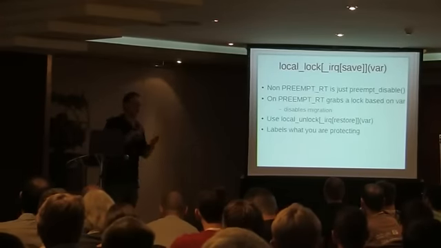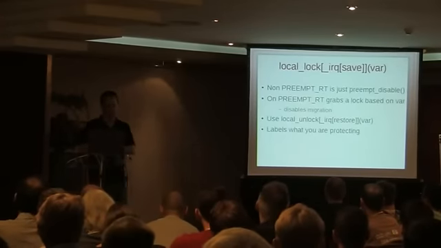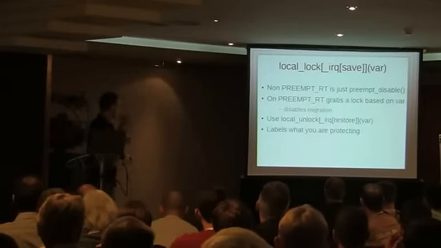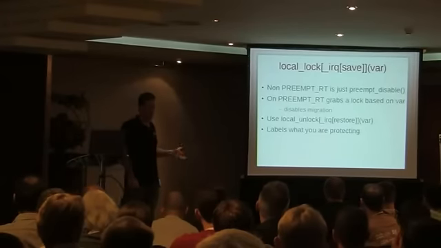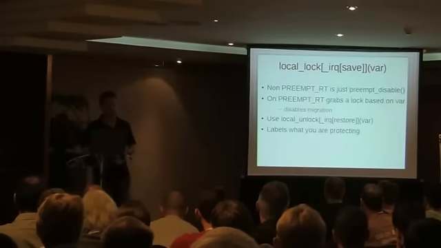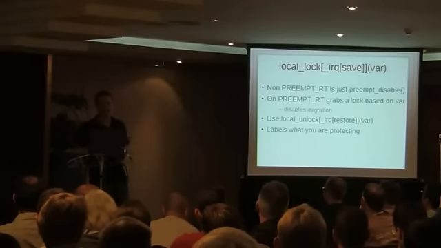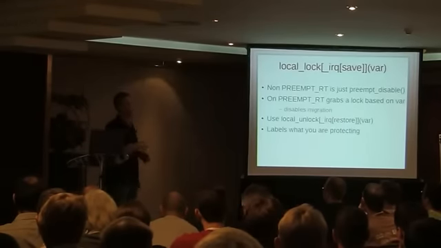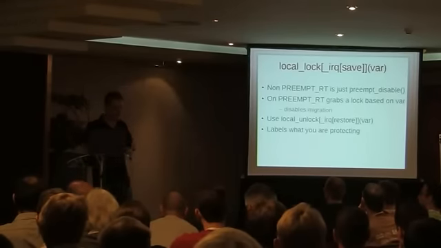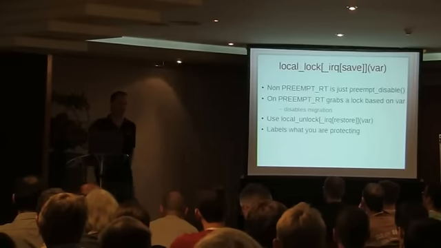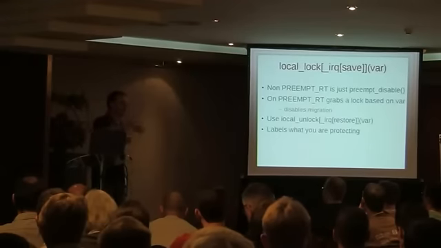Local lock. We have local lock IRQ, lock IRQ save. On preempt RT, it's just a preempt disable, nothing else. No, the IRQ variant actually disables interrupts. So you're right. Yeah, I only looked at the local lock version and I forgot when I was writing the slide. So if you do the local lock IRQ, it disables interrupts. If you do local lock IRQ save, you have to pass the flags and disable.